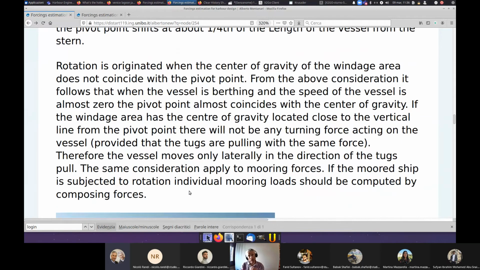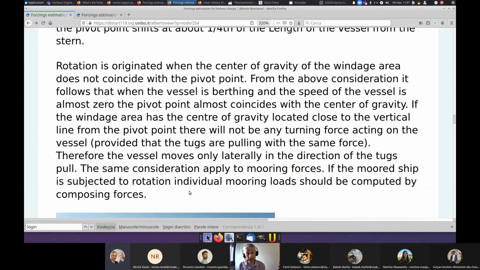Rotation is originated when the center of gravity of the windage area, which is what basically dictates the wind forcing, does not coincide with the pivot point. The wind forcing acts on the center of gravity of the windage area, and if this is not coincident with the pivot point, you get an eccentricity of the forcing with respect to the rotational axis, and therefore you get rotation.